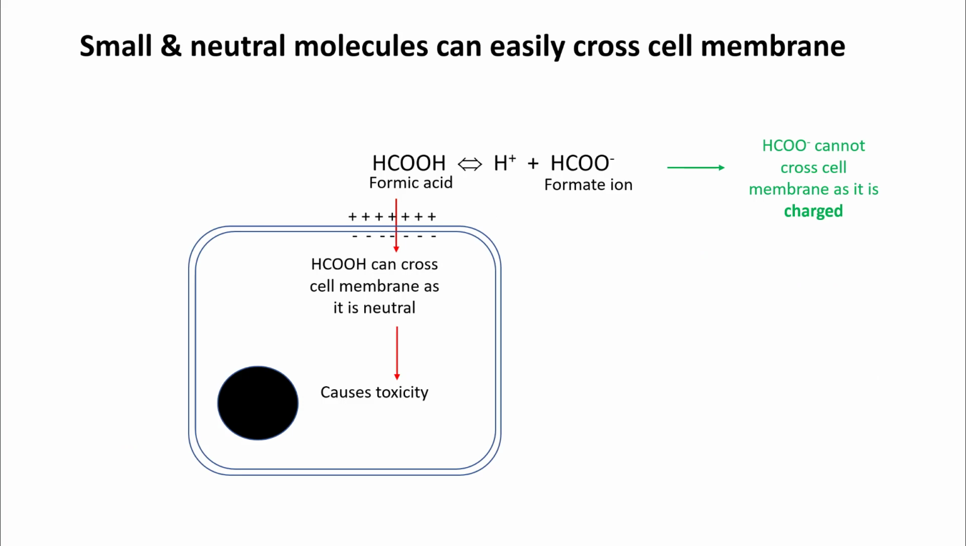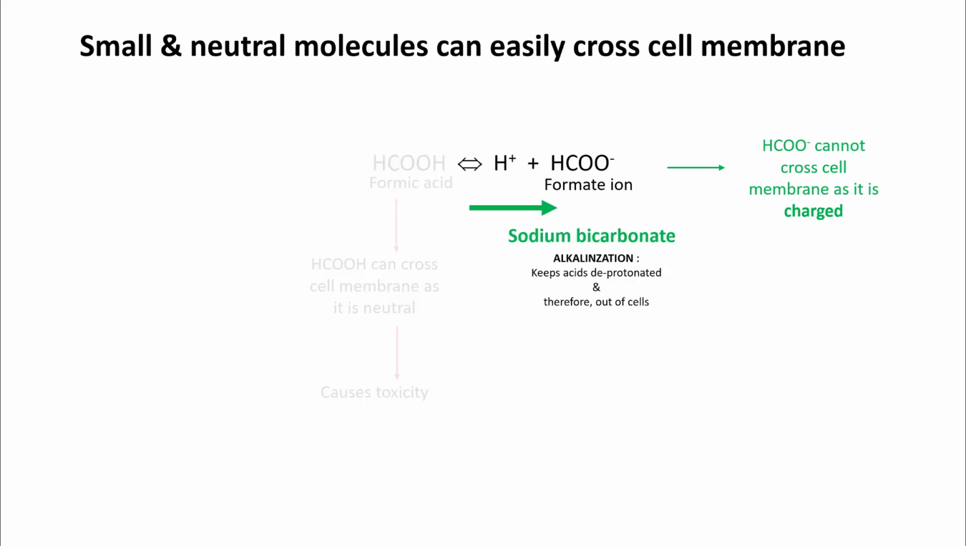One of the principles that you have to understand in all the alcohols is that small and neutral molecules can easily cross the cell membrane because your cell membrane has a membrane potential. So in this case, formic acid is able to cross the membrane while the formate ion cannot enter the cell. And once formic acid enters the cell, this is the cause of your toxicity. So excess H plus ion will shift this reaction towards the left, to formation of formic acid, and thus more toxicity. On the other hand, alkalinization by sodium bicarbonate will keep the acids deprotonated and therefore out of cells. So try to maintain your pH more than 7.35 if able.